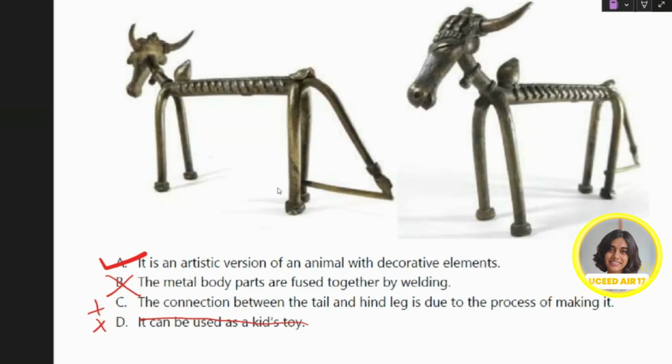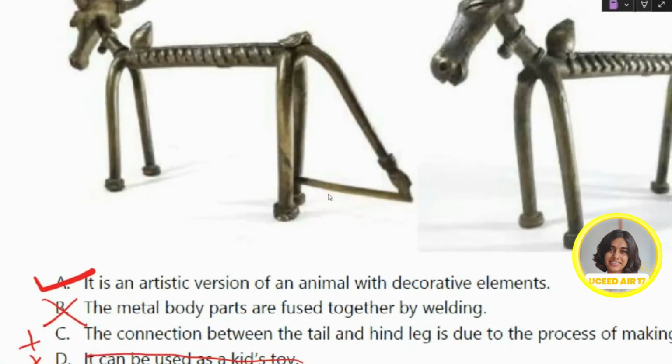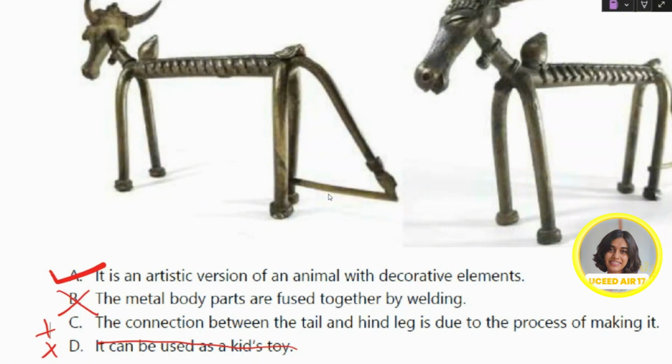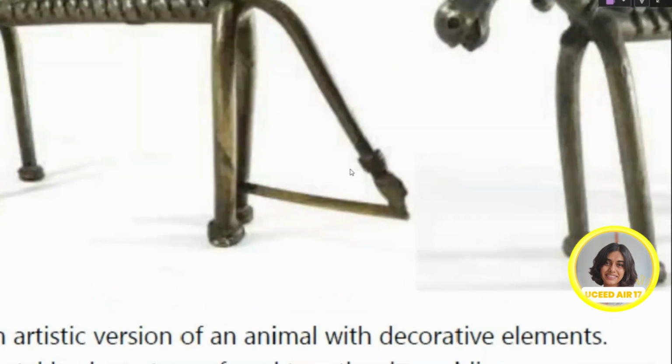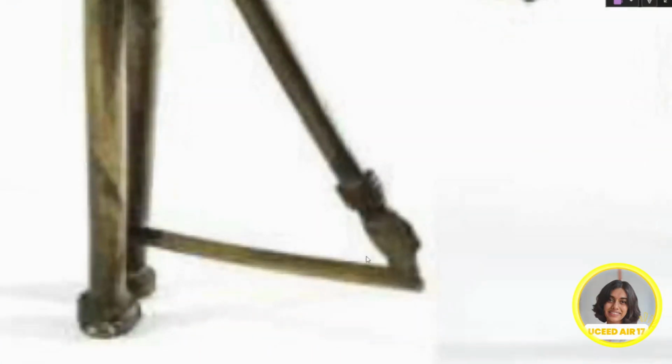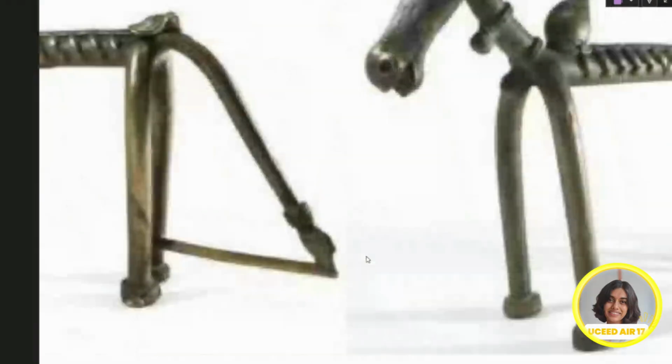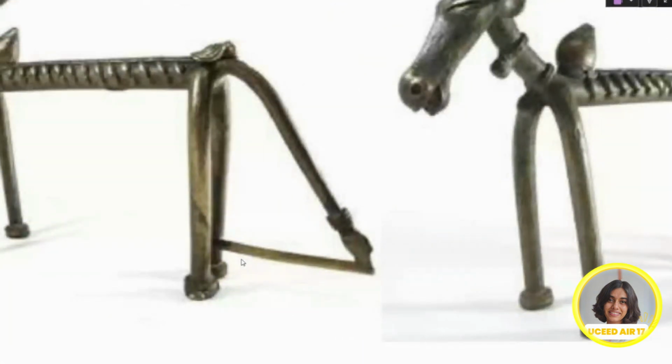The connection between the tail and the hind leg is due to the process of making it. Now I'm a bit unsure here. What are they talking about in terms of it? Process of making the tail or making the leg? If it's making the leg, then it's wrong. But if it means tail, then I might go with this answer, because the tail is not welded here. I can't see any welding. It's just bent, and we are also not sure if it is welded here as well.